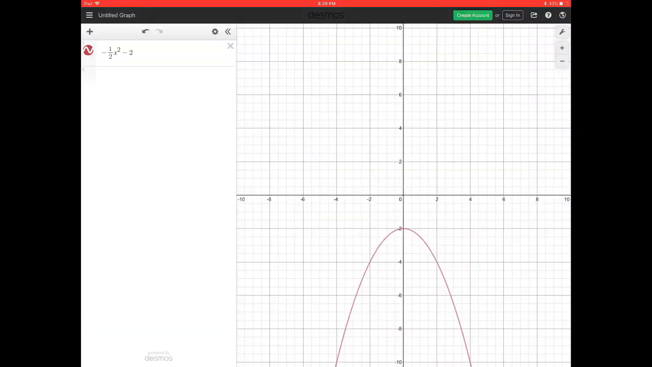Okay, so you should have gotten something that looks like this. Just like we talked about, the graph is opening down, and it has that vertex at (0, -2) here. And notice, we wanted to know what the zeros were, which is where it crosses the x-axis. This graph does not cross the x-axis at all. So this one does not have any zeros.